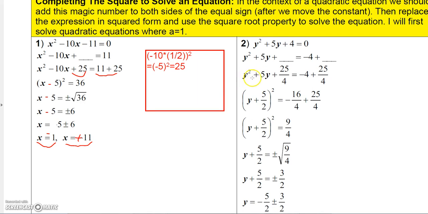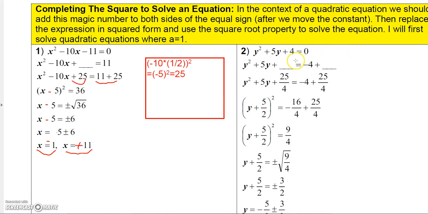Okay, let's take a look at this next one over here. On this one, we saw earlier that when you have the 5 for the middle term, the magic number, when you take half of 5, you're going to get a fraction, 5 halves, and then when you square it, you're going to get 25 fourths. But before we do that, we need to get rid of this 4. So let's move the 4 to the other side, and that will give us a negative 4 over here. And now we want to add the magic number here. So let's figure out what that magic number is.